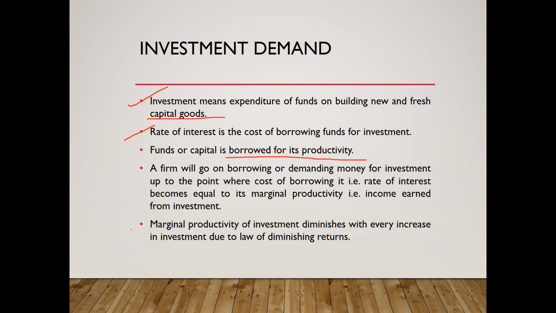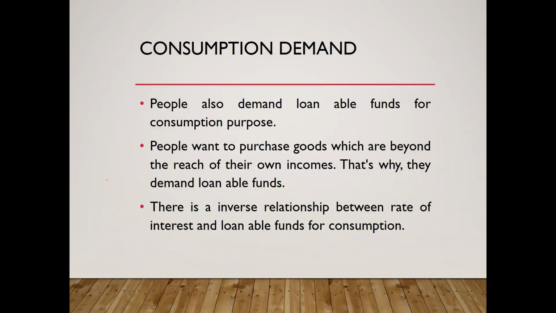Marginal productivity of investment diminishes with every increase in investment due to the law of diminishing returns. That means if suppose we invest another 10,000 rupees, what is the contribution of this 10,000 you added as investment? What could be the revenue generated by increasing your investment by 10,000 rupees? Marginal productivity diminishes because the law of diminishing returns is operational there.